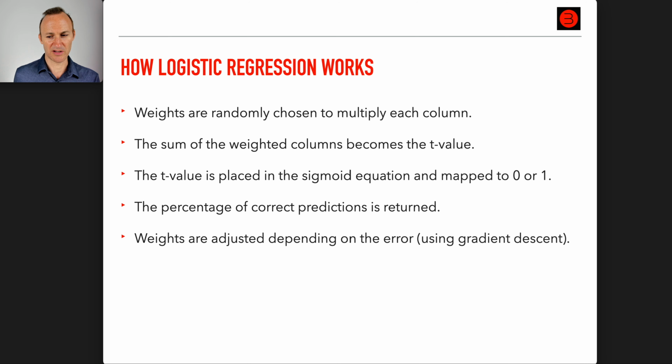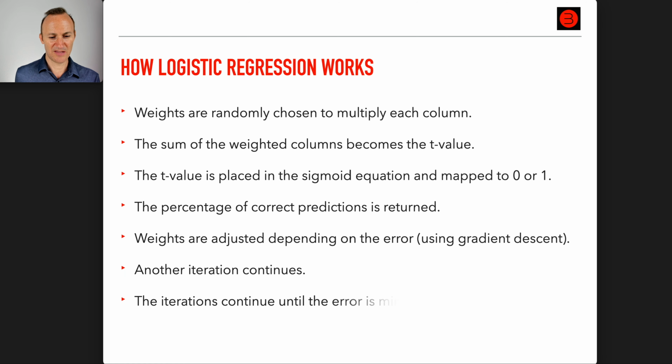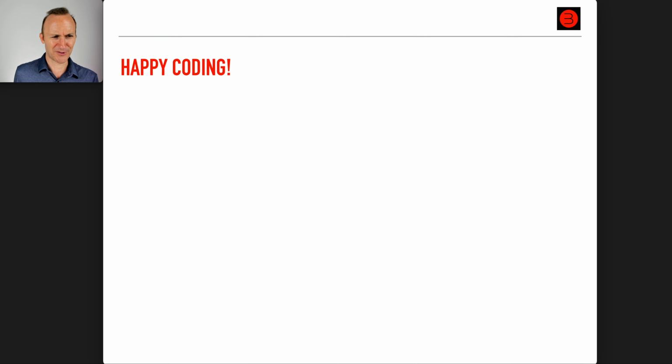Weights are adjusted depending on the error using gradient descent. Another iteration continues, and the iterations continue until the error is minimized. Same as linear regression, it's just the mapping is different, right? It uses the sigmoid. Okay, you still multiply and add them all up, but that value goes into the sigmoid equation and then it's mapped to 0 or 1. Let's do it with code.